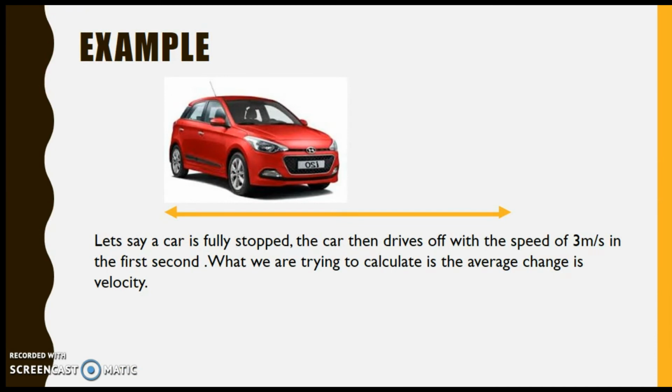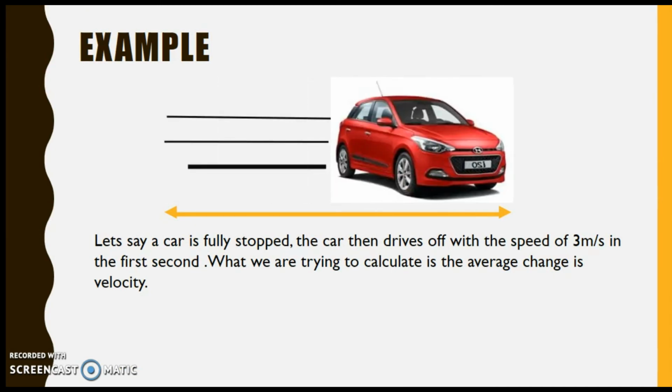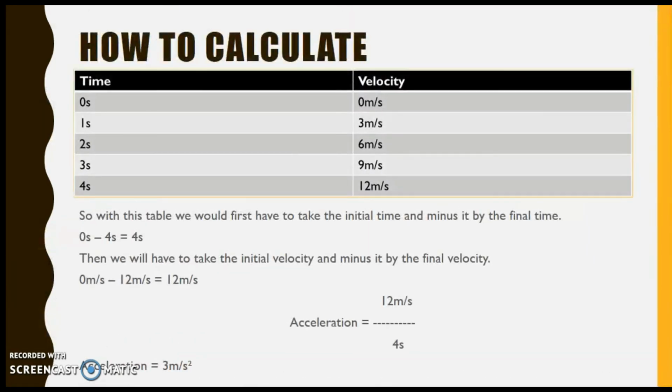Example. Let's say a car is fully stopped. The car then drives off with a speed of 3 meters a second in the first second. What we are trying to calculate is the average change in velocity. How to calculate? With this table, we'll first have to take the initial time, which is 0, and minus it by the final time, which is 4 seconds. 0 minus 4 is 4 seconds.